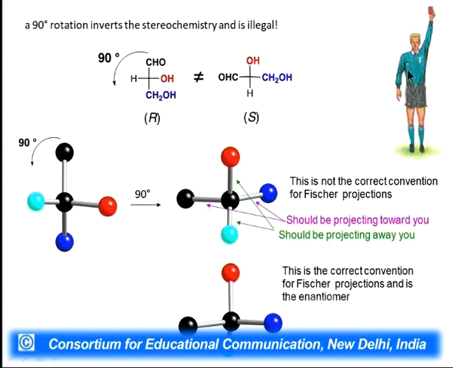This is what the gentleman is doing here. He's rotated it by 90 degrees. So what is he having? He's having an opposite configuration. So what have we resulted? We have resulted, that is, R is going into S, and this interchange is not allowed. We will not get the same molecule.